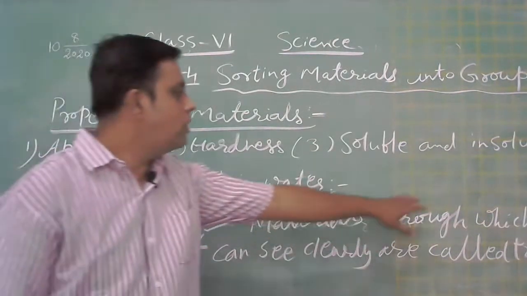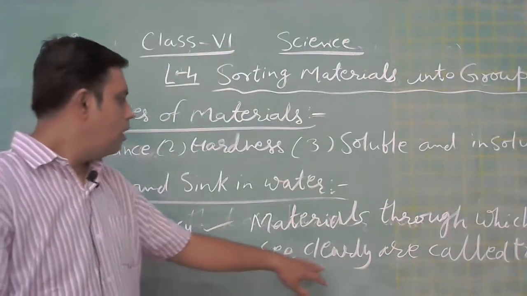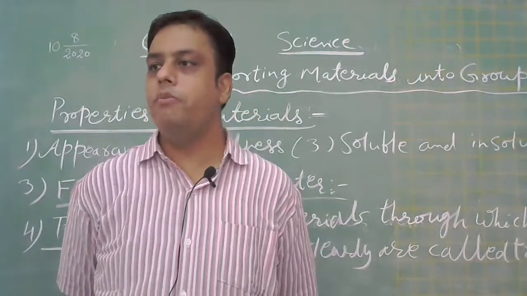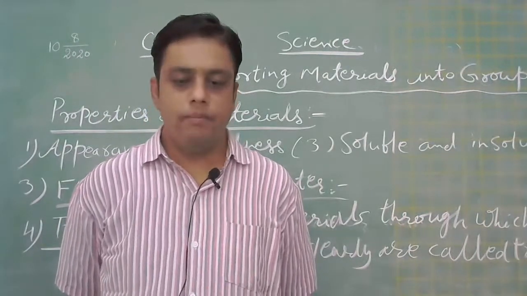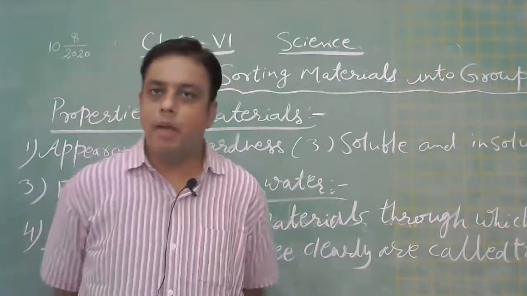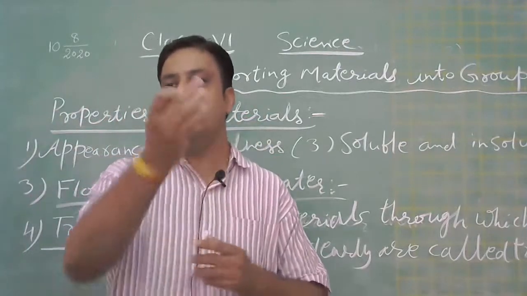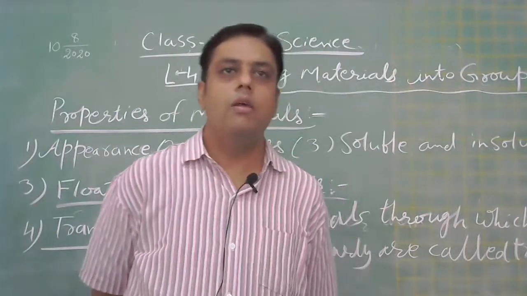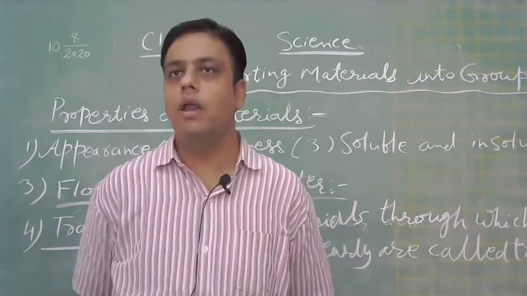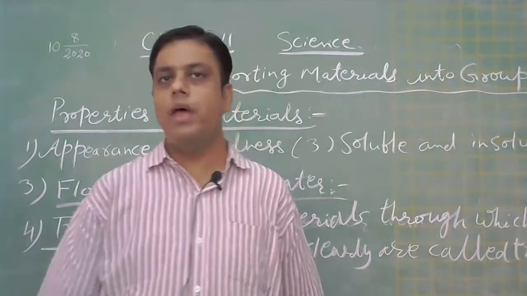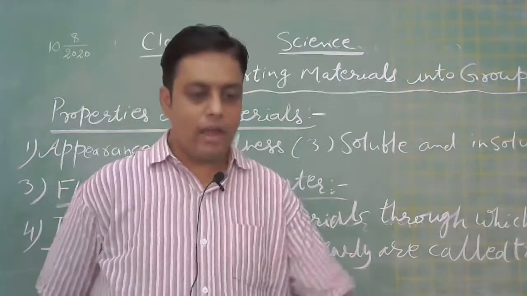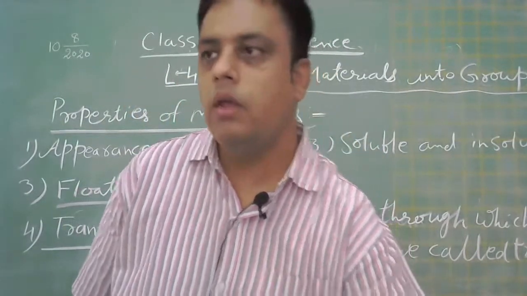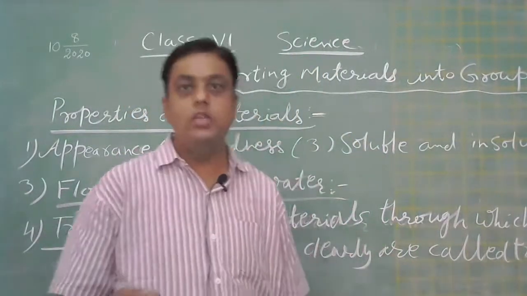Materials through which you can see clearly are called transparent. In that we have seen the example of glass, normal glass that you can see in the window also. Through glass windows we can see the other side of the glass, like that glass I have shown you, and plastic bottles, plastic jars.